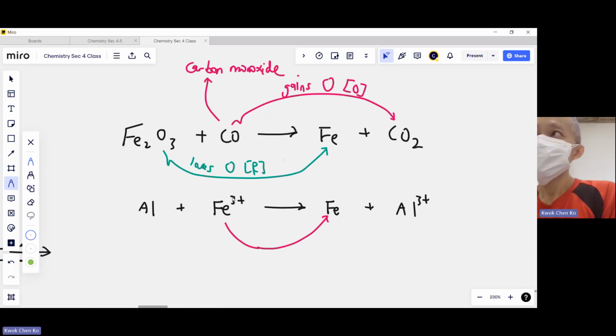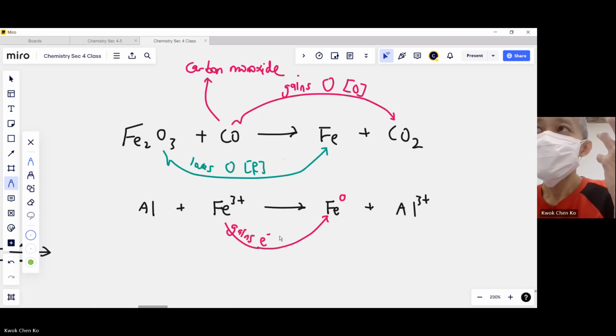This is 3 plus, right? This is 0, let me just put it in. How to get 3 plus to 0? It does so by gaining electrons. Remember, electrons are negative. So actually, it has gained electrons now. So try not to be careless about this. I mean, can you follow the logic? Electrons are negative. Right, so how?